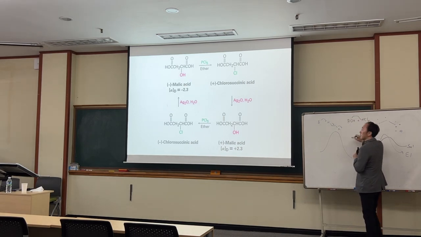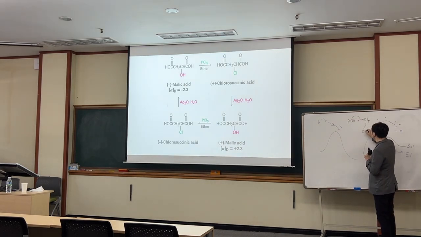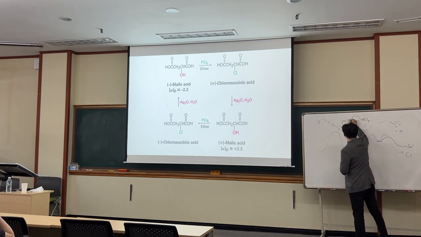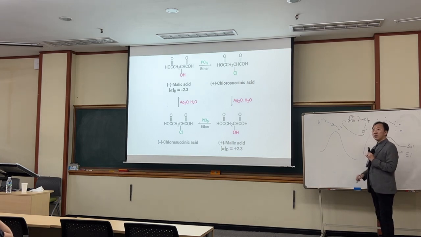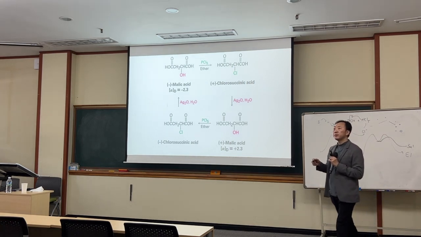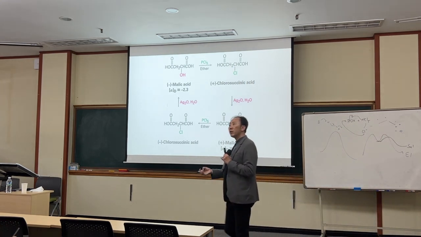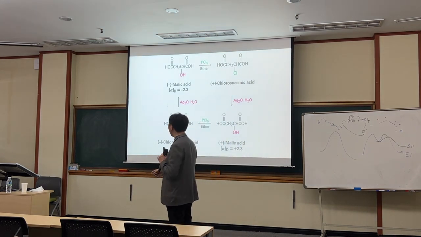This attacks first, and then chloride is released. Chloride comes back and attacks from behind. And that's how we generate all chloride. Same thing for the SOCl2 reaction. So that's why for the first reaction, inversion happens.